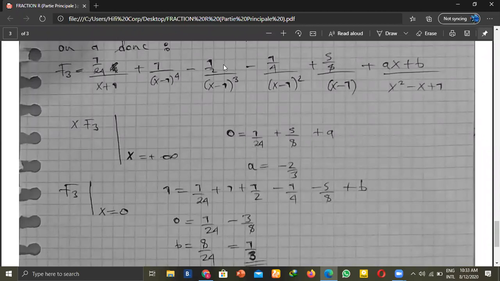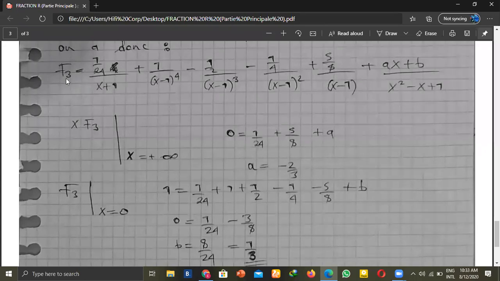But if the degree on top is equal to the degree down, then just know the limit will be the coefficient. If the limit is equal to 1, you're just going to get the coefficient which is there. If it's equal to 1, you're just going to get the coefficient which is there. This is what we did.